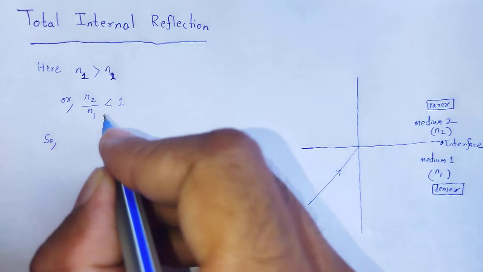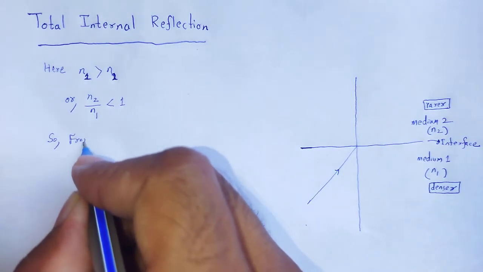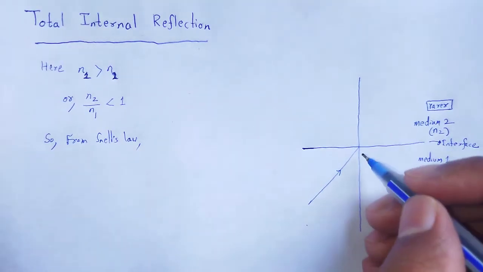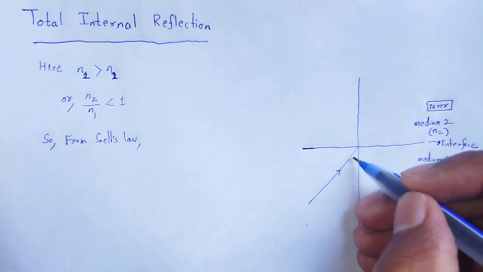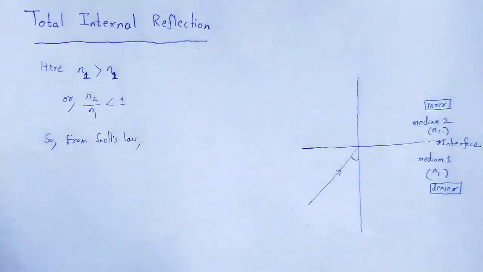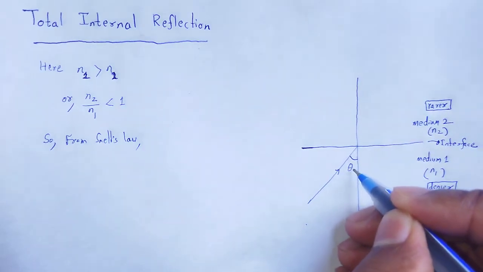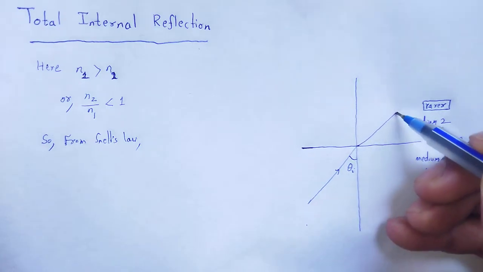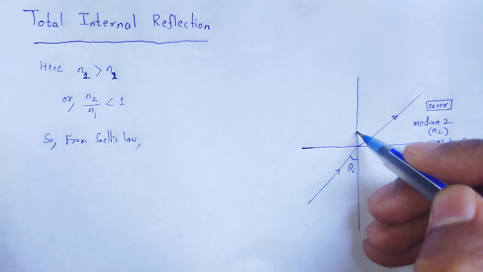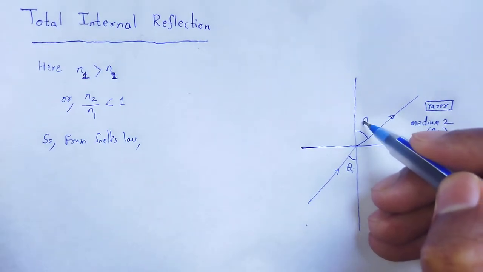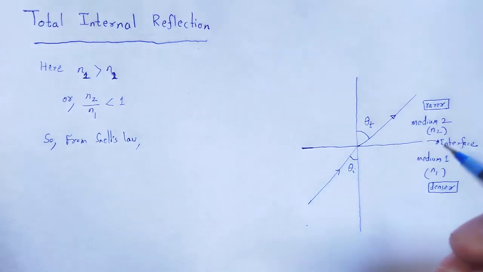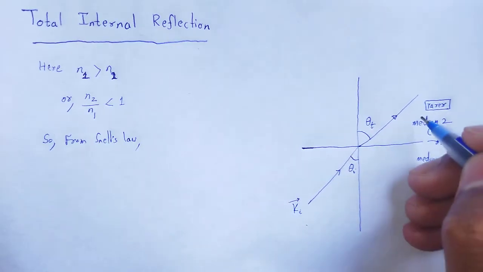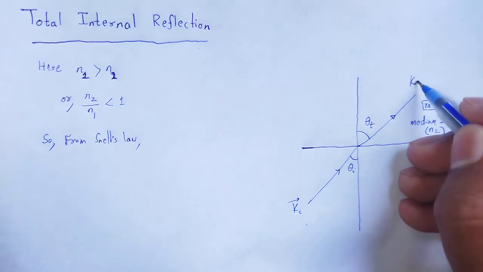So from Snell's law, here we obtain the phenomenon of refraction. This is the angle of incidence theta i, and that is the angle of refraction, or angle of transmission, theta t. K incident, K transmitted.